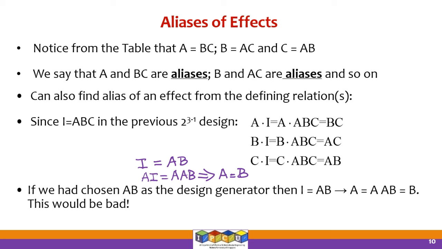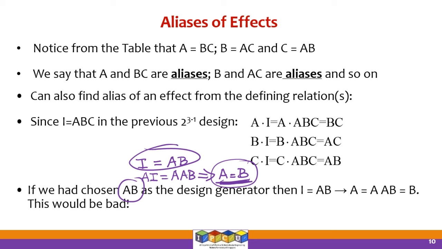So what this design generator, or this defining relationship, would have given us is an alias between A and B. That is very dangerous because in any system, the direct effects are likely to be the most important. The two-factor interaction terms are going to be the next most important, and the three-factor interactions the next most important, and so on. So I would not want an experimental design where the direct effects are aliased with each other. I really want to find out the effect of A separately, the effect of B separately, and so on.